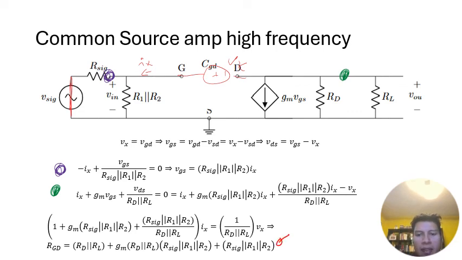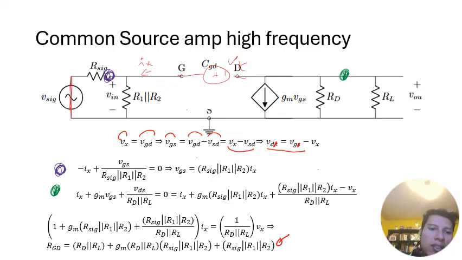So this is actually what I derived in the previous slide. And again, we have that Vx is actually equal to VGD. But VGD is actually VGS. VGS is actually equal to VGD minus VSD. And so we get that Vx minus VSD equals VDS, which implies that VDS equals VGS minus Vx. So in the previous slide, I just used the fact that Vs was 0 to get this.